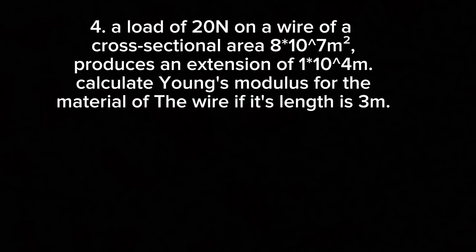So let's go into the next question. The next question is on Hooke's law, by the way. It says a load of 20 newtons on a wire of cross-sectional area 8 multiplied by 10 raised to the power of -7 meters squared produces an extension of 1 multiplied by 10 raised to the power of -4 meters. Calculate the Young modulus of the material of the wire if the length is 3 meters.